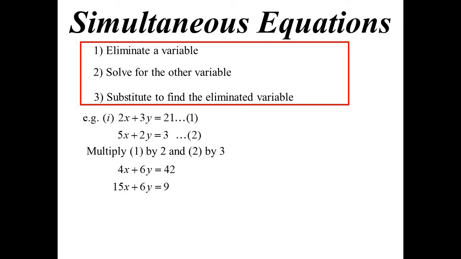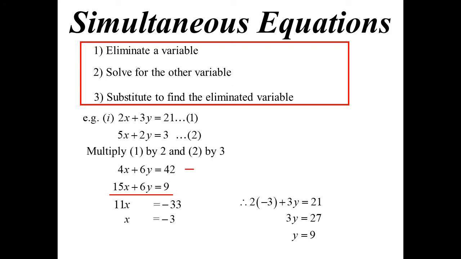Basically you want to make the coefficients the same so you can eliminate them. It doesn't matter about the sign, the plus or minus, because if the signs are the same, like I've got here, then all I've got to do is subtract. If the signs were different, then all I've got to do is add. So we subtract: 11x is negative 33, so x is negative 3. We've solved for the one variable. Now substitute back in, and we get the eliminated variable.